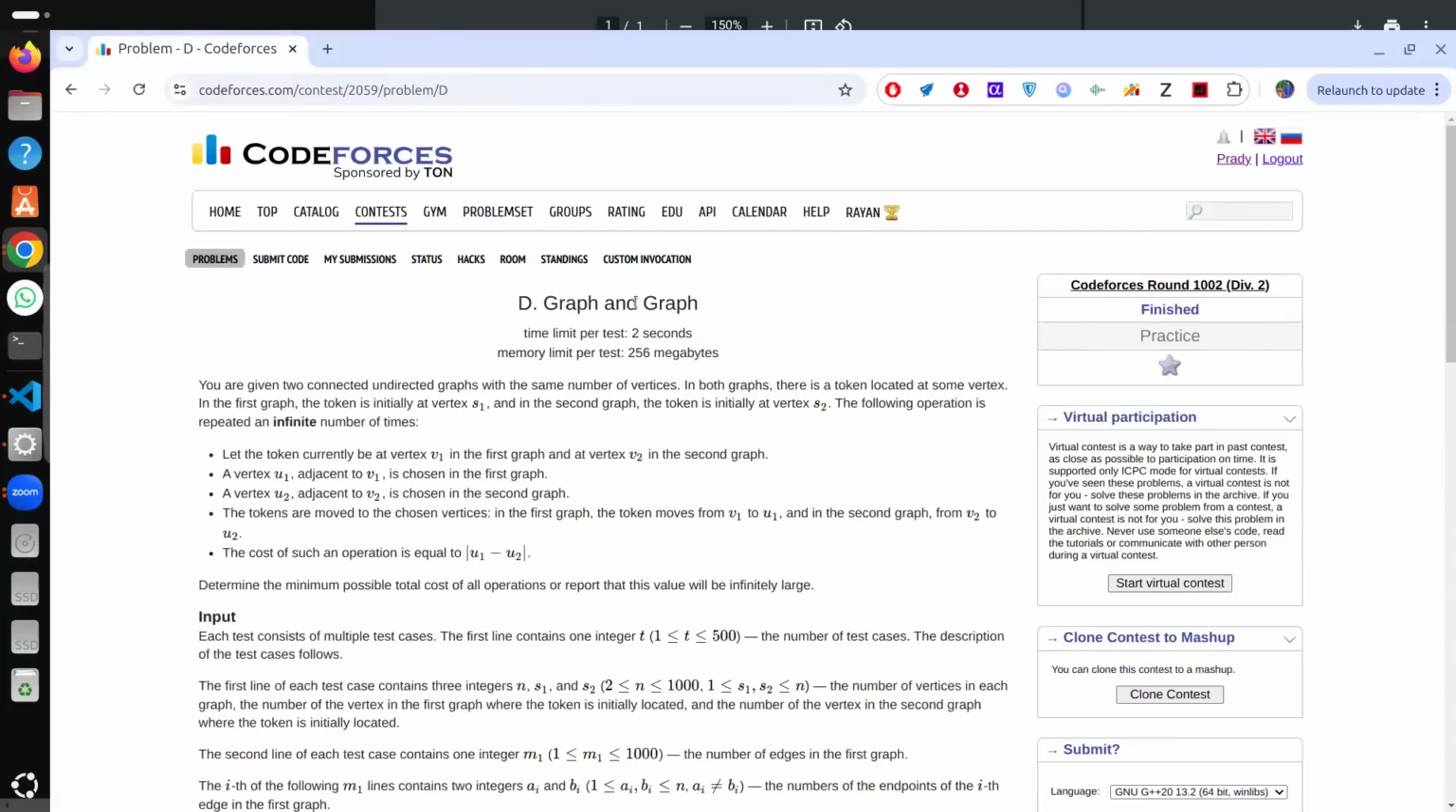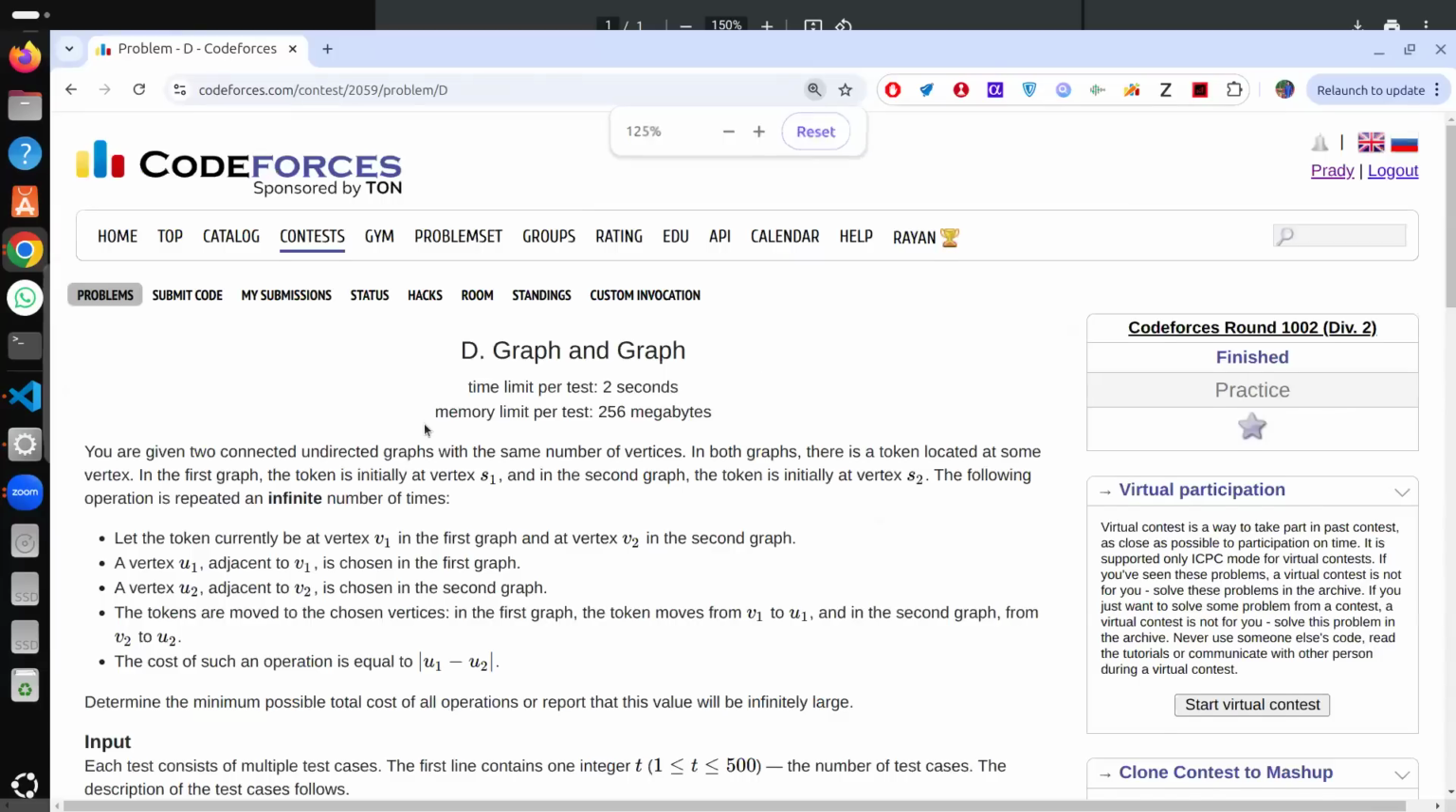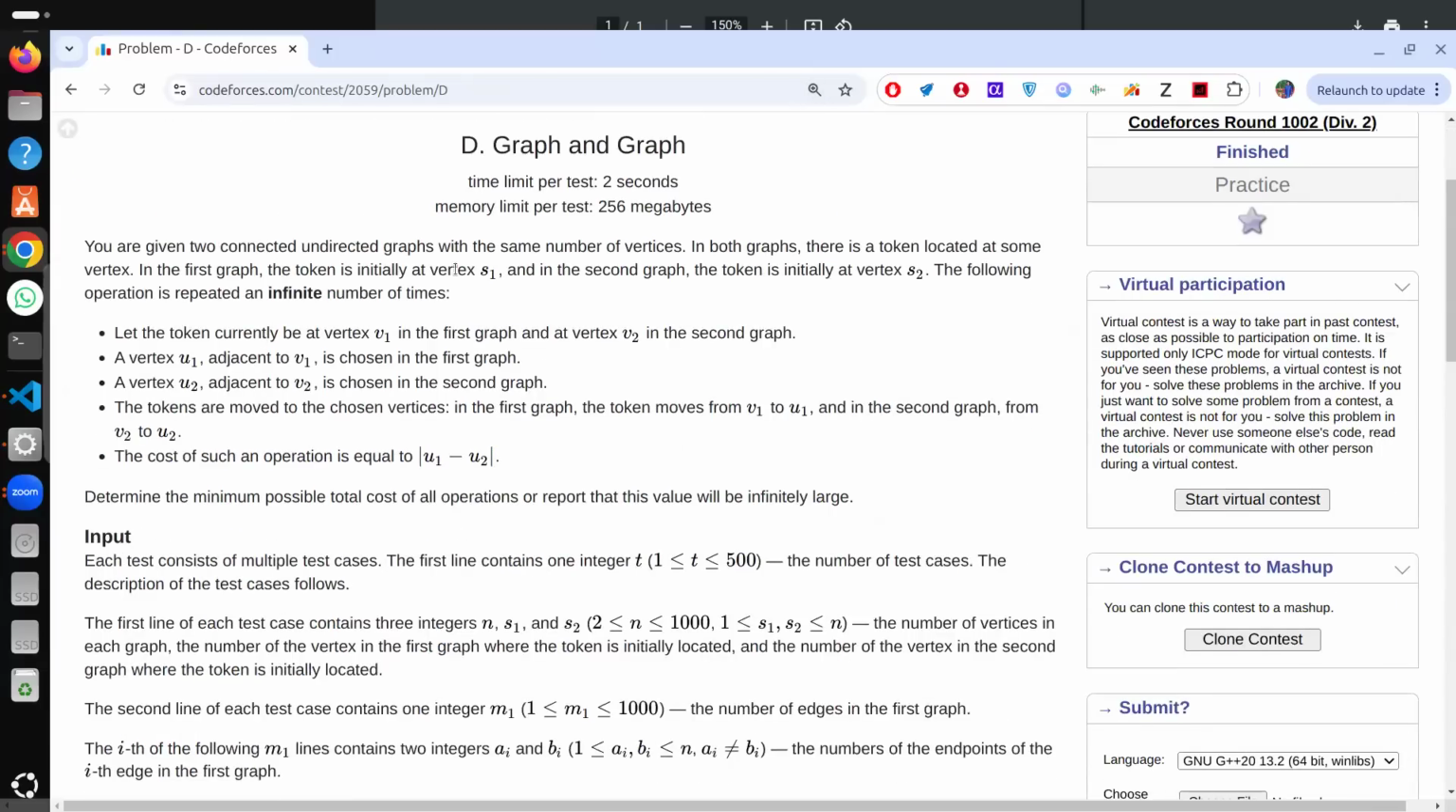Graph and graph. So there are two graphs. You are given two connected undirected graphs with the same number of vertices. Okay. In both graphs, there is a token located at some vertex. All right. In the first graph, the token is initially at vertex S1. And in the second graph, the token is initially at vertex S2. All right.